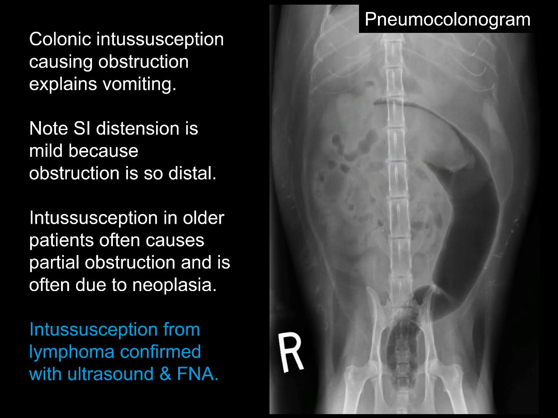It certainly explains why this patient is sick. There is that mild small intestinal distension because there is an obstruction here. It's just relatively distal, and so there's not a large amount of small intestinal distension. And it turned out that this intussusception, as an older animal, was due to neoplasia, neoplastic infiltrates.